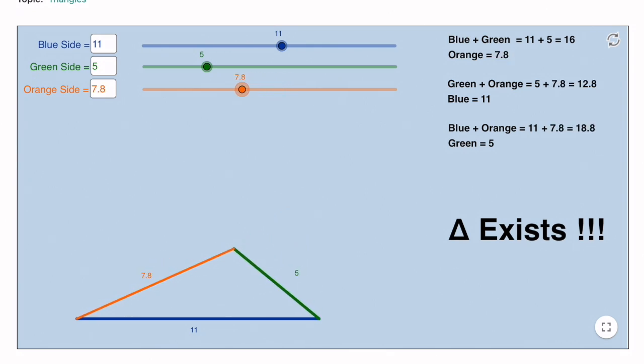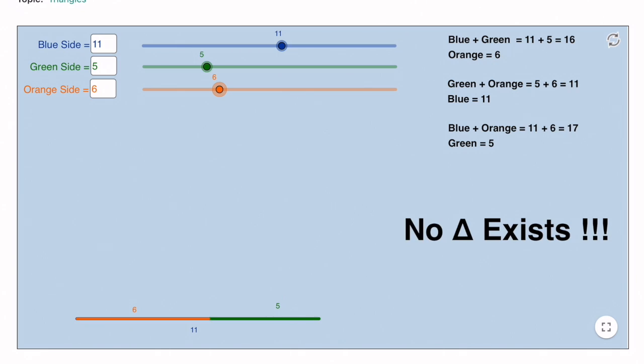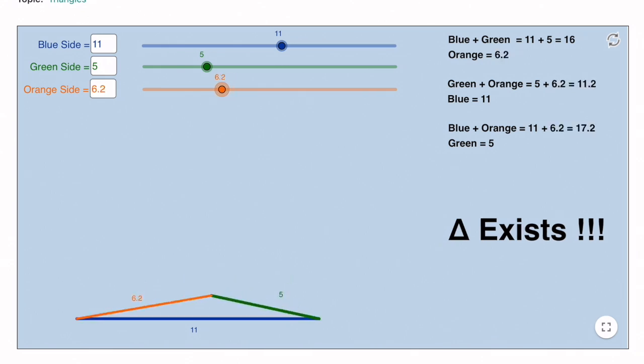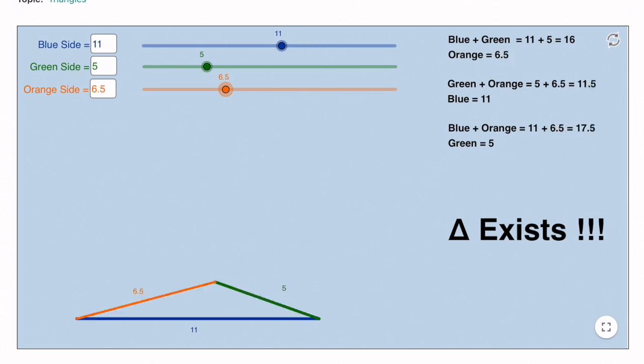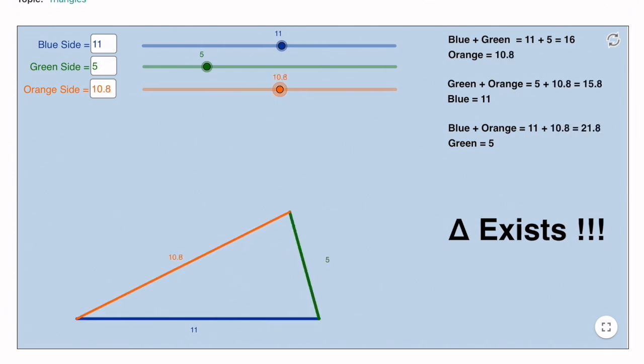When does it not become a triangle? It depends on the third side. 6.1 is still a triangle, which makes sense because 6.1 plus 5 is greater than 11. If it's 6, bam, it won't work. 6.1 works, but when it's 6, it does not exist. And then let's see where else. Let's see how high we can go.